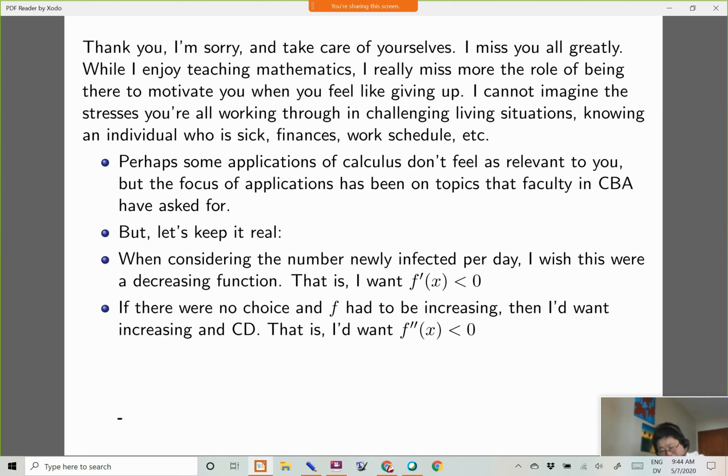Well, think about it. Do you want this or do you want that? If you had to have increasing, you want concave down, right? That's the shape you want. And this is, I think, what the media are talking about with flattening the curve. They're just not using the terminology of concavity. But I'm just trying to bring up how calculus really gives you the quantified language to talk about some of these things.